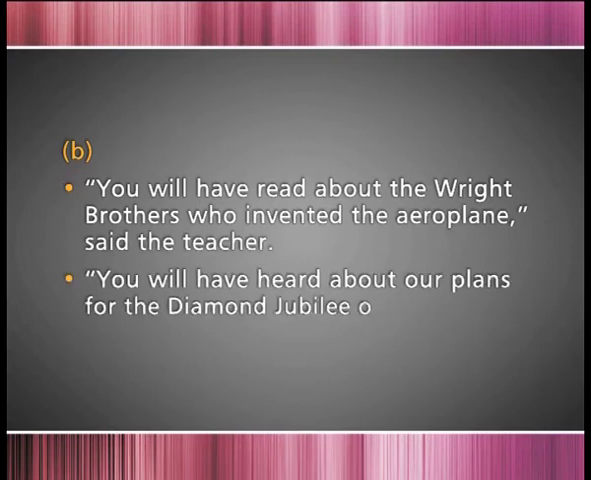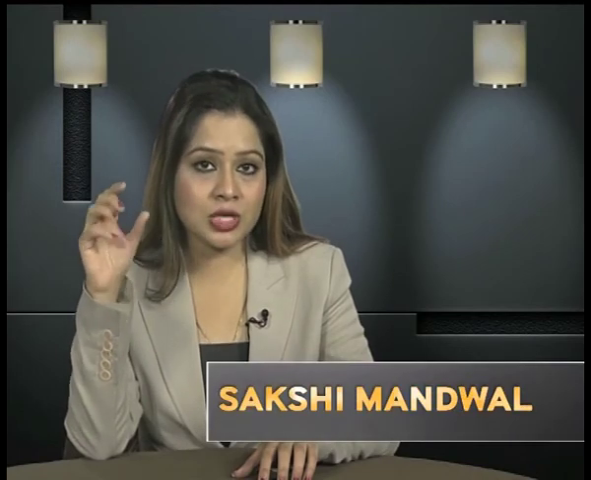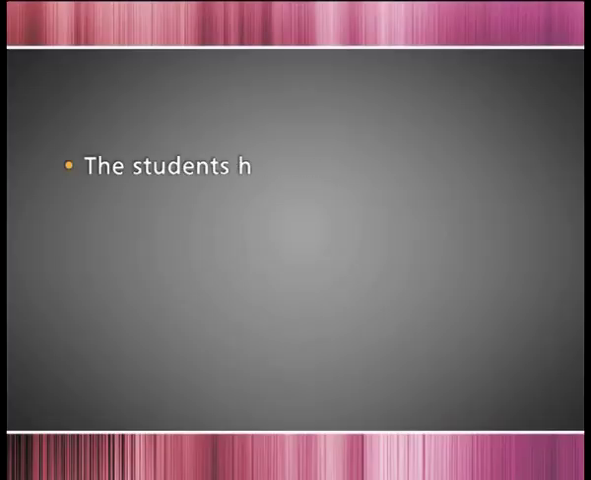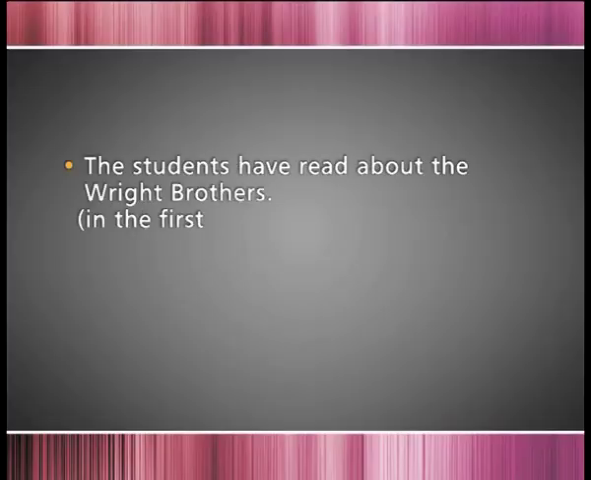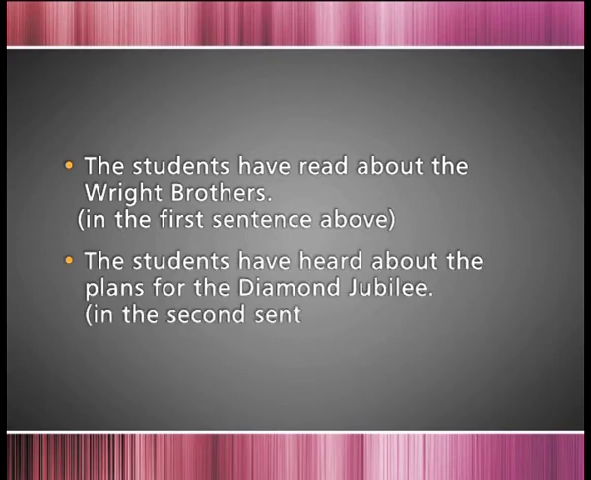You will have heard about our plans for the diamond jubilee of the college, said the lecturer. Note that the future perfect tense is used in such sentences to express not the future, but the speaker's belief that something has taken place. For example, that the students have read about the Wright brothers in the first sentence above, and that the students have heard about the plans for the Diamond Jubilee in the second sentence.